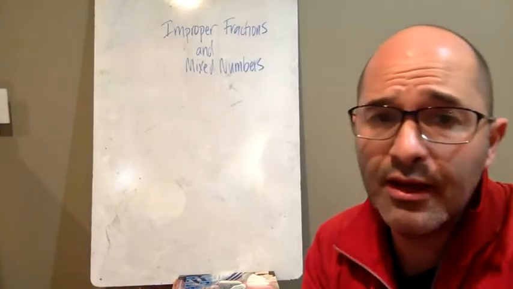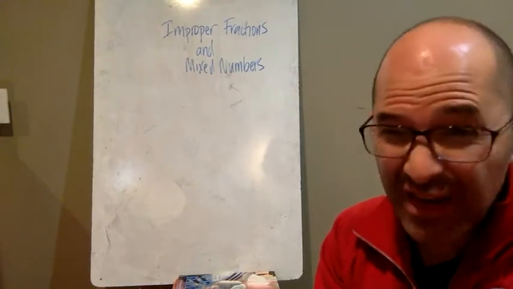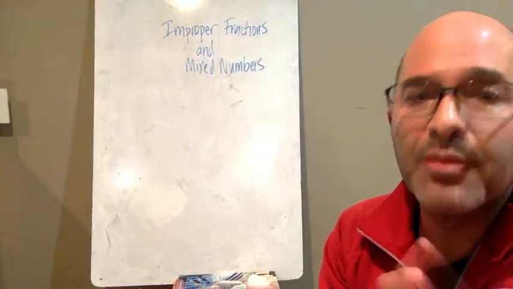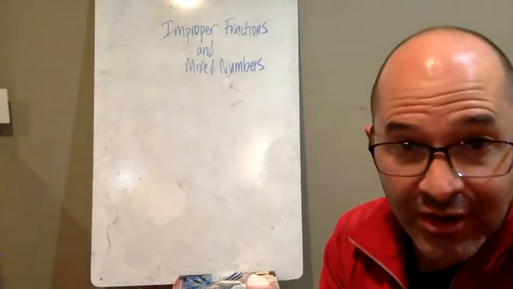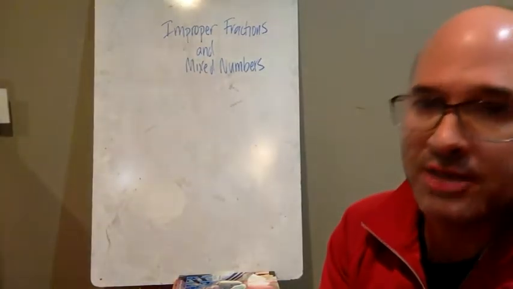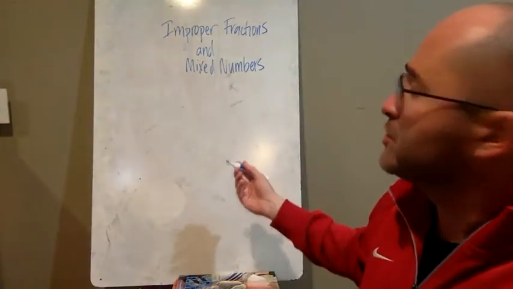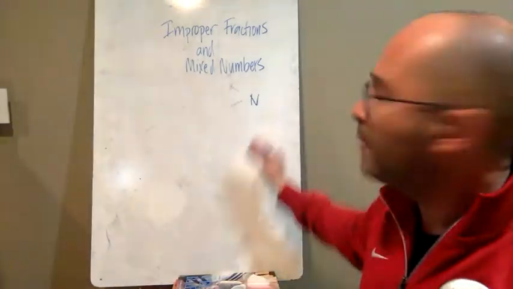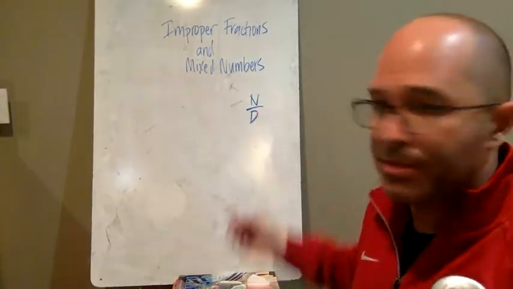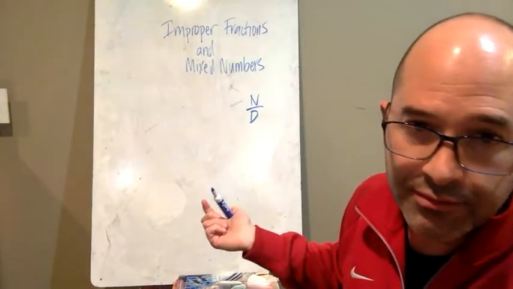Hey guys, today for your 10-minute math, we're going to do, I think, a review of improper fractions and mixed numbers. Let's get started. We've been learning about fractions on and off throughout the year. Improper fractions are when your numerator, which is on top, is greater than your denominator, the bottom number of the fraction.